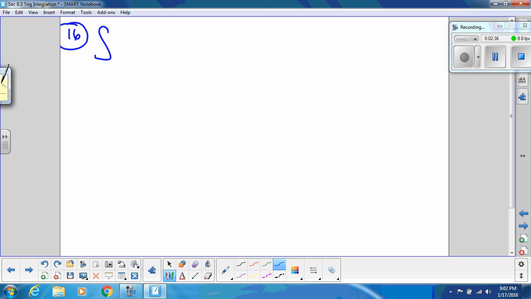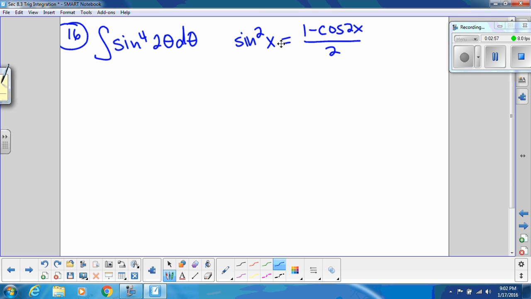So number 16 has us integrating the sine to the 4th of 2 theta d theta. So remember, we're going to use the fact that sine squared of x is equal to 1 minus cosine of 2x all over 2. Okay, so remember our x from this formula is representing 2 theta. So we're going to be doubling a 2 theta when we use that formula.